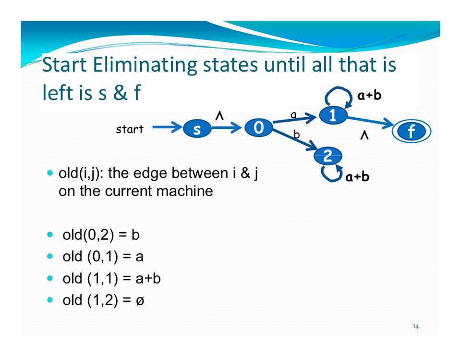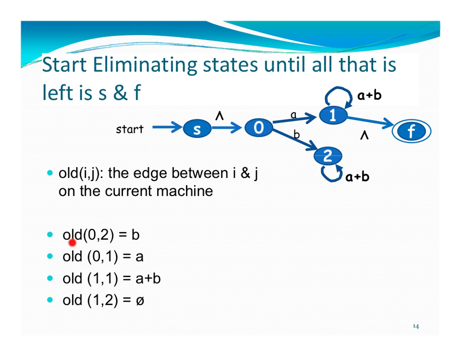Now, the next thing that you need to do is you start eliminating the states until the only states that are left are your start state and your final state. And in order to do this, you need to understand some terminology. So we're going to use the terminology old ij to mean the edge between i and j, the transition between i and j on the current machine. And remember, since we did that last setup step, there's only ever at most one edge between any 2 nodes.